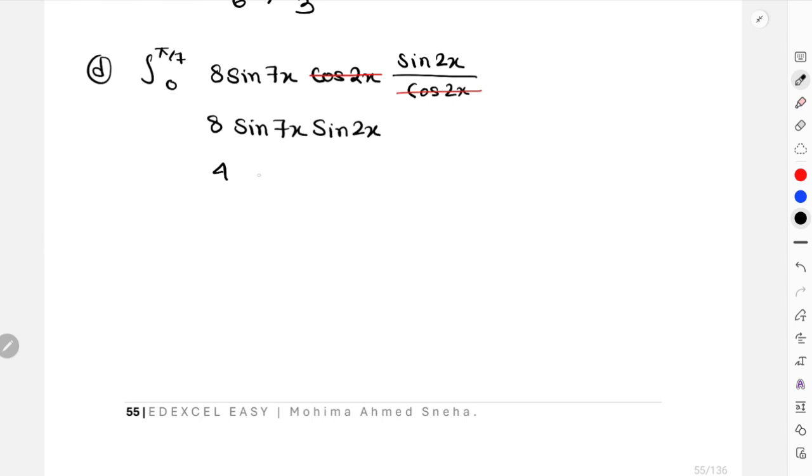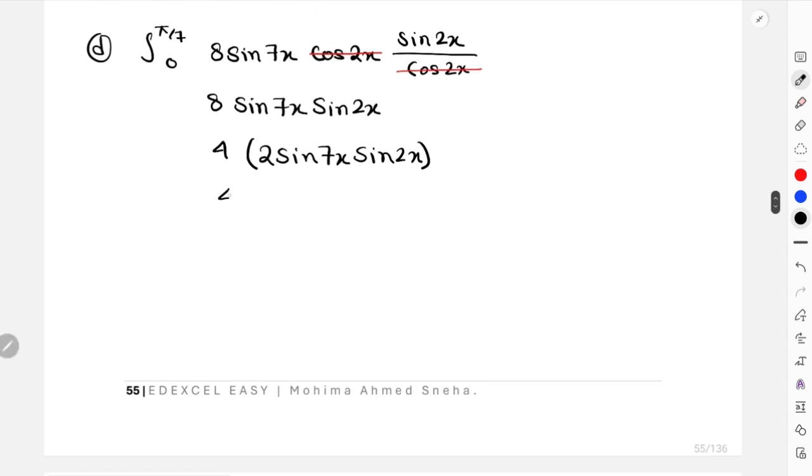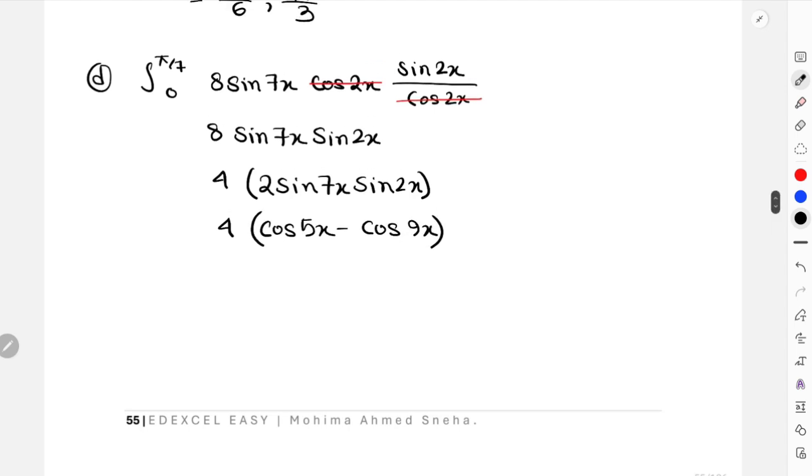You can take 4 common and then it will be 2 sine 7x sine 2x. This is exactly in the format of 2 sine 7 theta sine 2 theta, right? Which was actually written in the format of 4 cos 5x minus cos 9x, if you guys remember from part B over there.